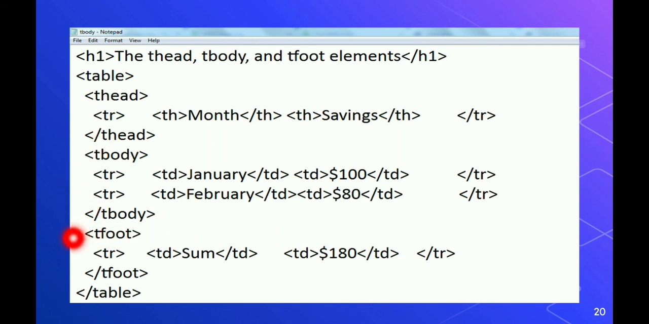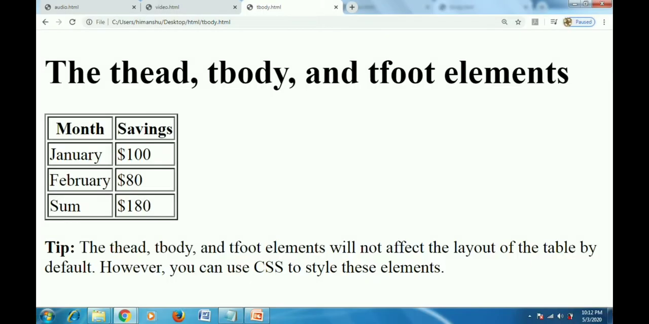After that I have started the tfoot tag. Here I have started the TR again. In a TD I have given the value Sum, closed the TD, and given the value $180 in another TD. After that I have closed the table row, closed the tfoot and closed the table. It will show the output like this. This will be enclosed under the thead, this will be enclosed under the tbody, and this will be enclosed under the tfoot.